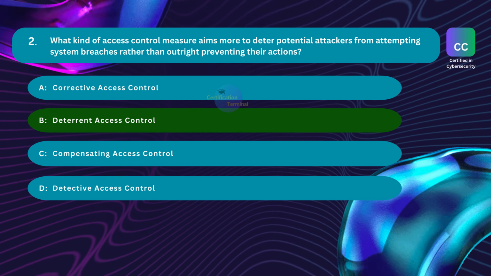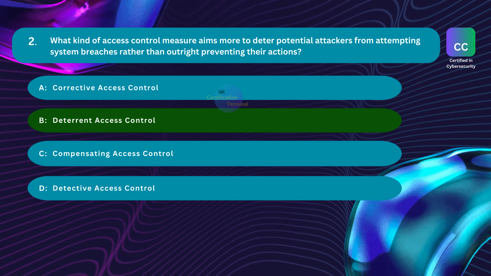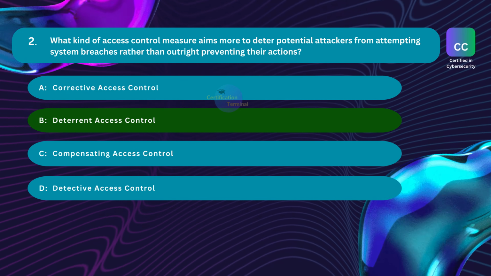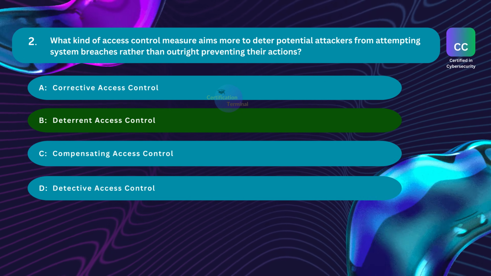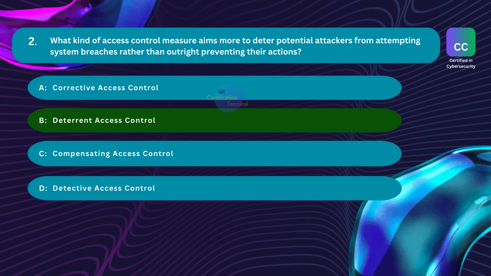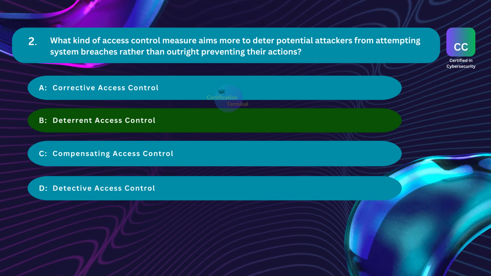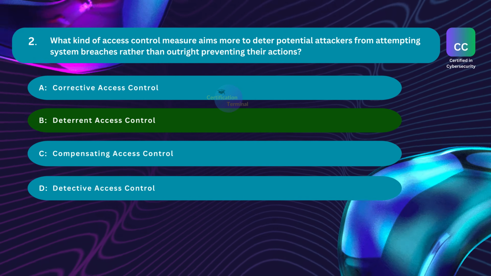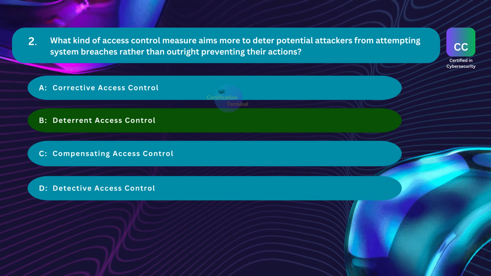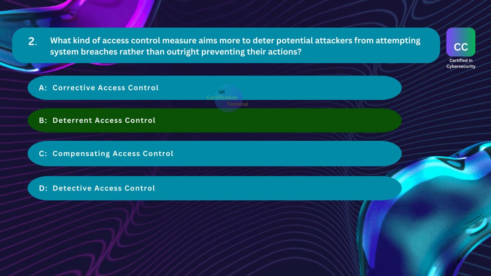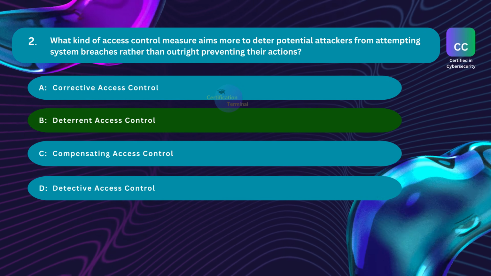Deterrent access controls aim to dissuade potential attackers from breaching a system. While they might not entirely prevent unauthorized access, these measures are intended to discourage malicious activities by issuing warnings or implementing obstacles that increase the difficulty of gaining access. Option A, corrective access control, is incorrect. Corrective access controls are actions taken to fix damages and restore system functionality after an incident or event has occurred. They don't discourage potential attackers.